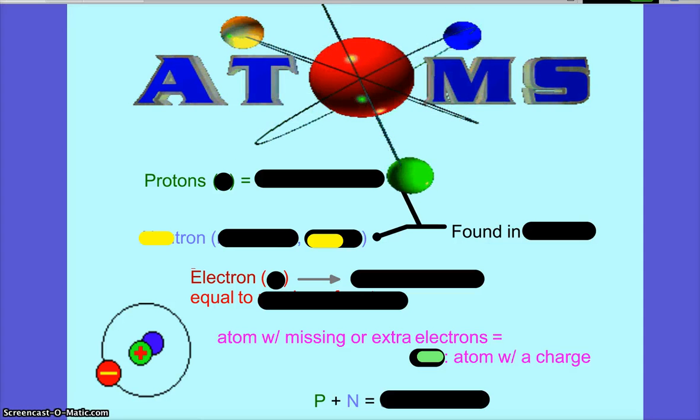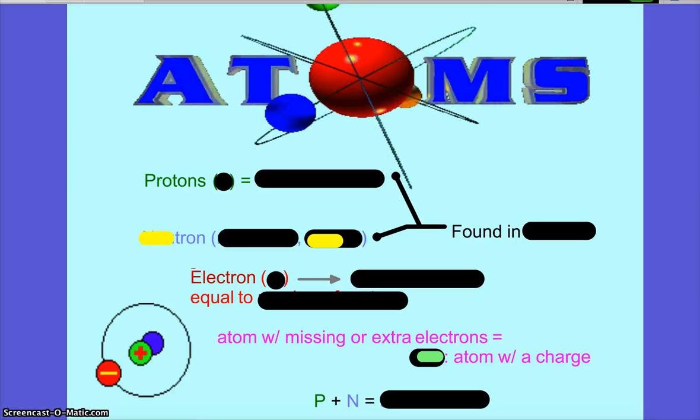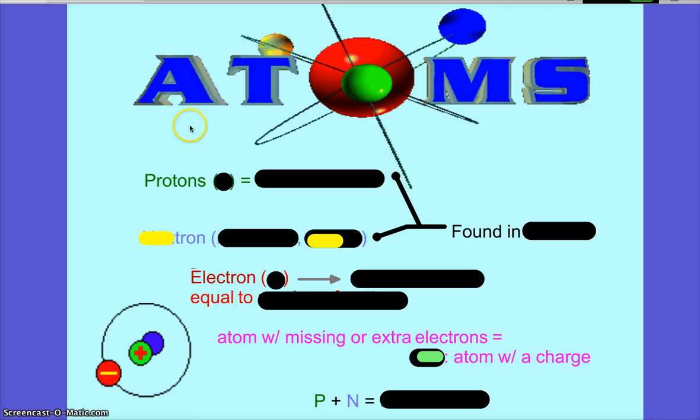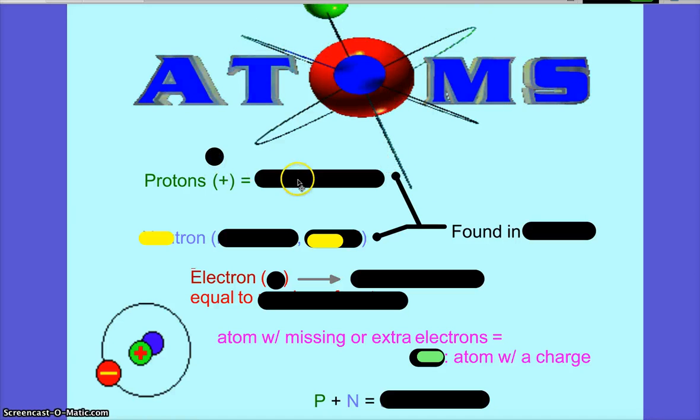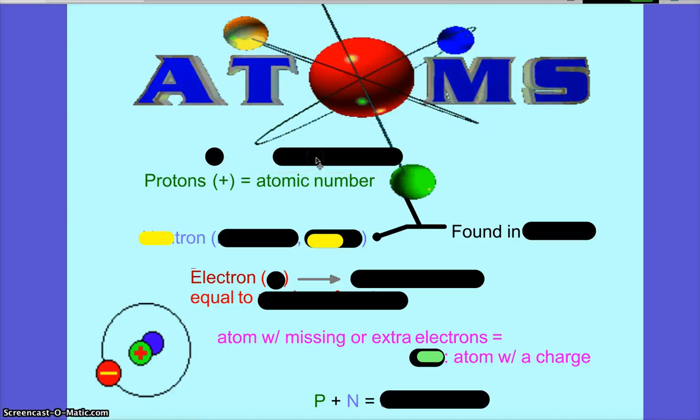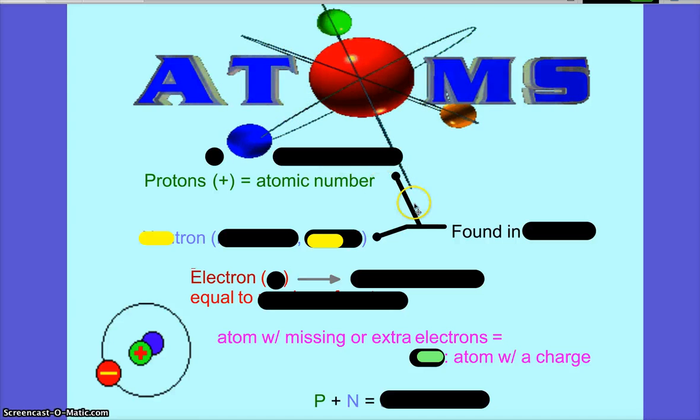Okay, so we introduced protons, neutrons, and electrons, where they're located on the atom. Let's kind of define them. And we kind of already did in the last slide. So what do we know about a proton? It has a plus. Carlos. And what were you going to tell me about a proton? It has a plus sign and it has a positive charge. Good. It's positively charged. And something you might not know is that the protons always equal the atomic number.